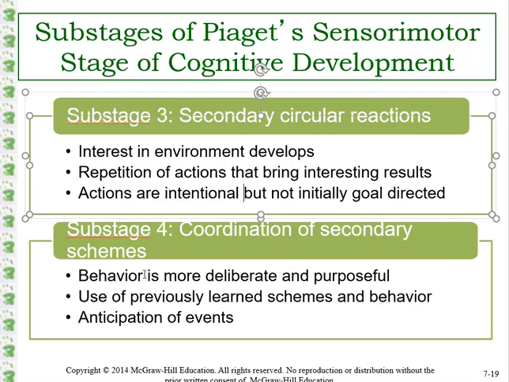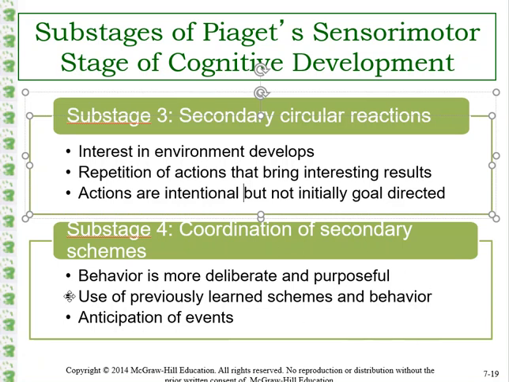The next substage is substage 4, coordination of secondary schemes. I'm sorry, I'm thinking of memes. Sorry, guys. So this is where behavior continues to become more related to their interests, that brings more results, but now it's more deliberate and purposeful. Now they're using what they've learned before, the schemas, that organizational pattern of a behavior or something they have learned, and they continue to do that. And we also see anticipation of events as well.